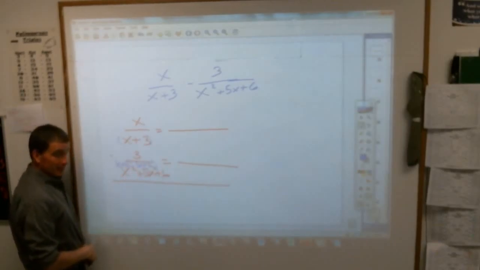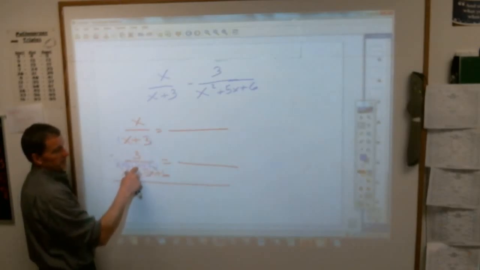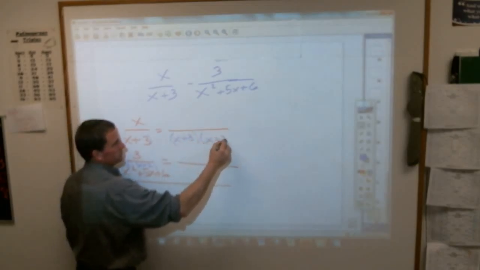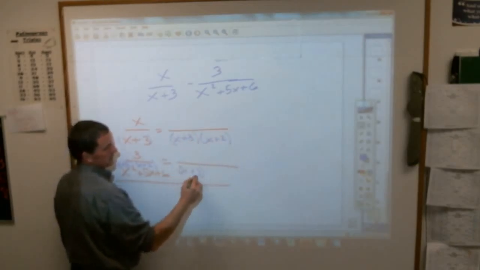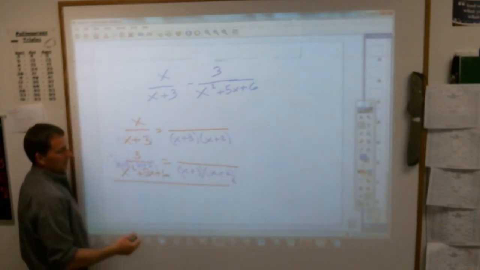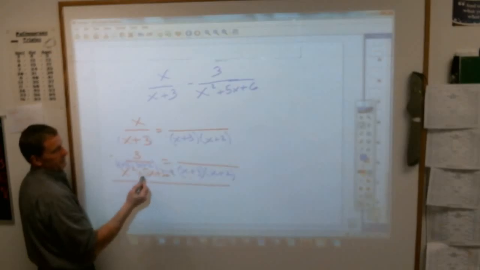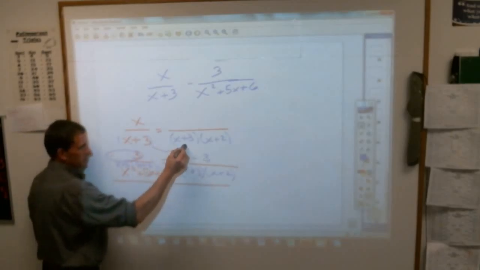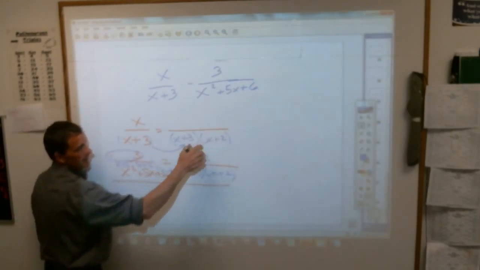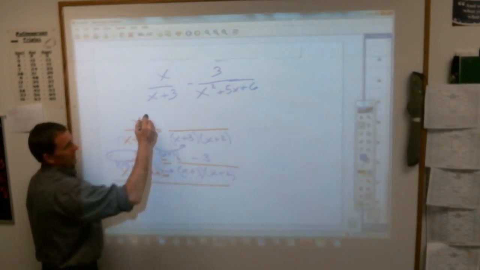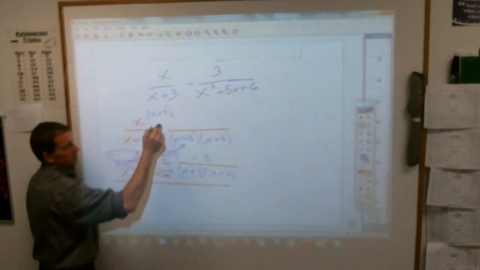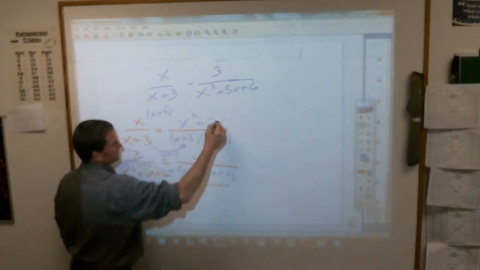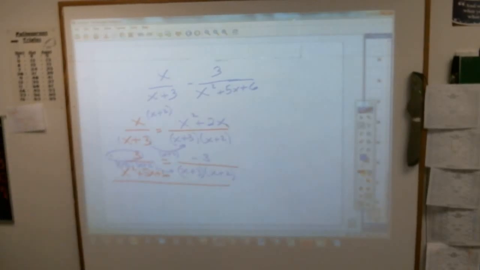So what is your common denominator? x plus 3 times x plus 2, since that already has the x plus 3. x plus 3 times x plus 2, and x plus 3 times x plus 2. What am I missing here? Nothing, so the top stays the same. It's a minus 3. What am I missing here? I need the x plus 2. So what happens when I multiply x times x plus 2? x squared plus 2x. Look, maybe this is going to get exciting, kids.